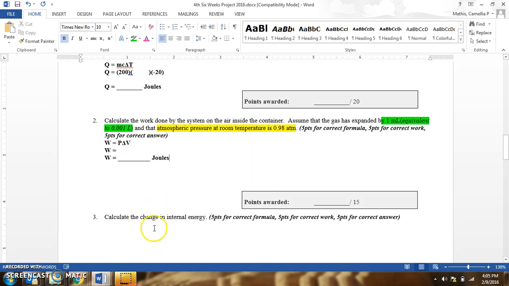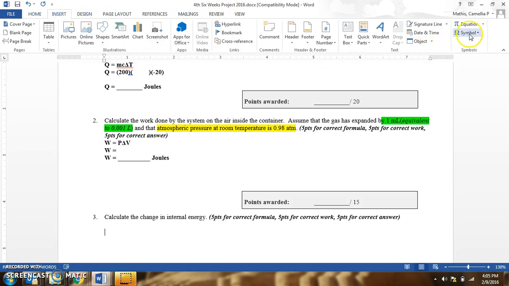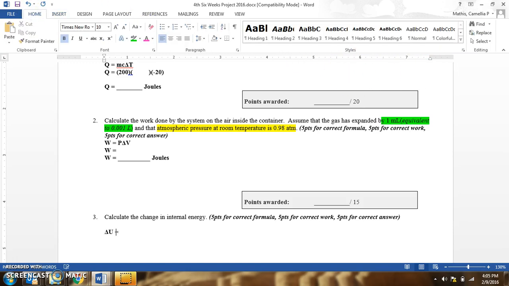Last but not least, problem number 3 says calculate the change in internal energy. So you'll recall from your notes once again that change in internal energy is delta U, delta meaning change, U meaning internal energy. That is equal to Q plus W. So here's where your first two answers are going to totally depend on you getting this number 3 correct. We do have points set aside for the process, but in order to get the full points, you would need to have the process as well as the correct answer.